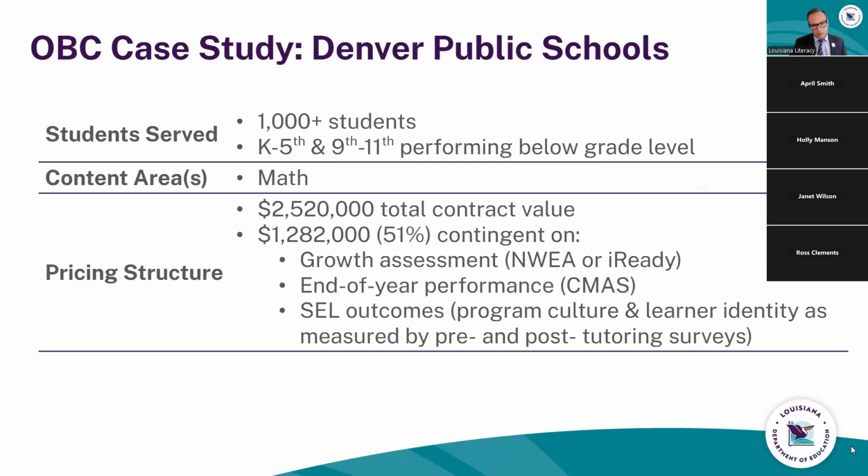In Denver Public Schools, more than 1,000 qualifying students were served in math tutoring. In this case, more than half the contract value was contingent on student outcomes. You can see here the pricing structure and metrics that were used in that case.